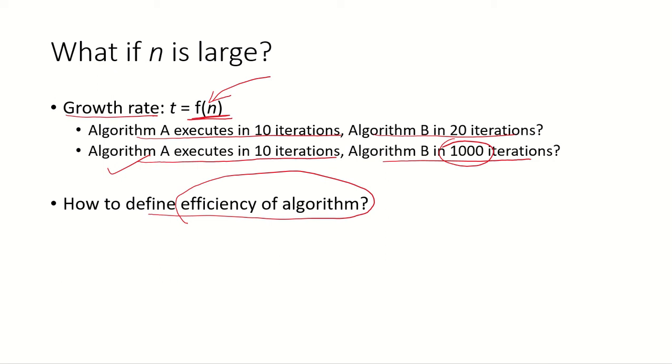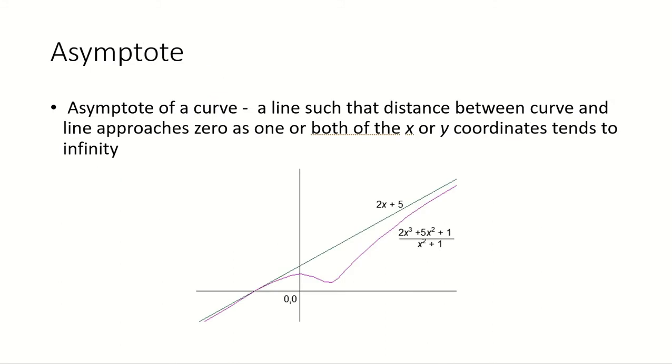First of all, let's see what is the mathematics behind it. There is a concept which is asymptote. You must have learnt about this in your earlier mathematics classes. So, what is an asymptote of a curve? A quick revision. It's a line such that the distance between the curve and the line approaches 0 as one or both of the x or y coordinates tend to infinity.